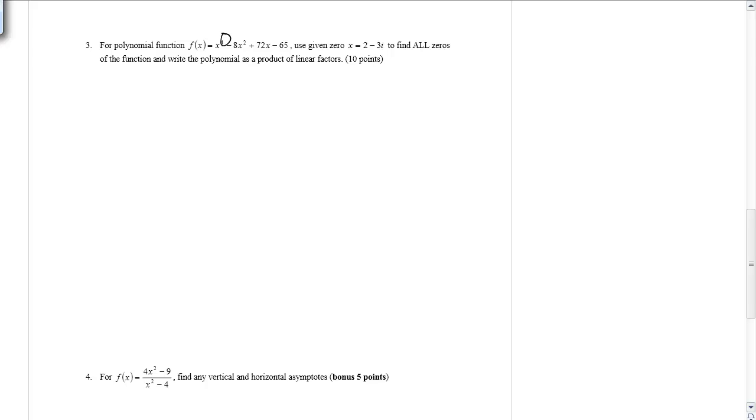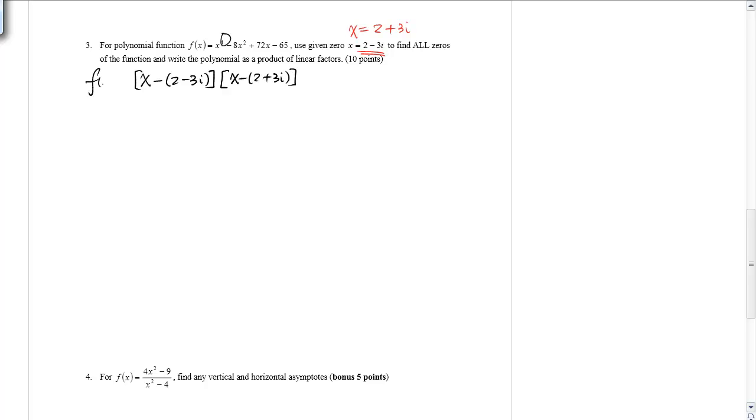Now, because we are given the first zero, this one right here is a complex zero, and we know that if a polynomial function has complex zeros, they appear as conjugate pairs. Therefore, if x equals 2 minus 3i is one of the zeros, the other one should be its conjugate, 2 plus 3i. Therefore, the first two factors are x minus (2 minus 3i), and another one is x minus (2 plus 3i).